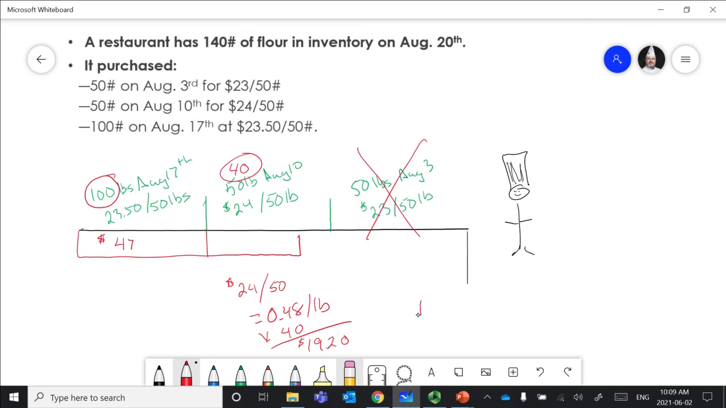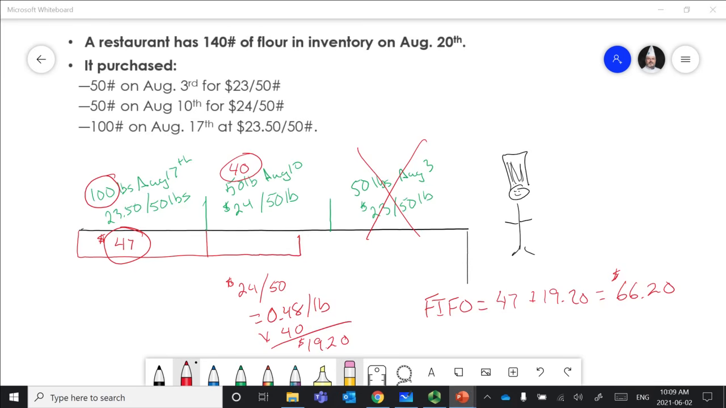So our FIFO valuation equals our $47 plus our $19.20, which will give us a total of $66.20. The key with this method is recognizing that we are counting what's left in our storeroom because it matches the natural flow of goods.